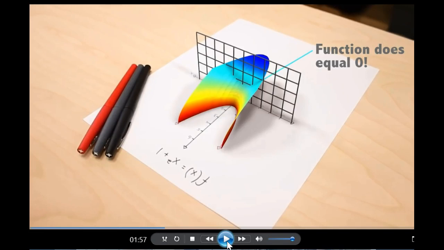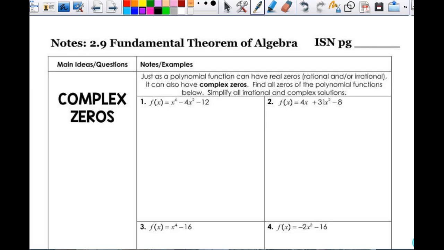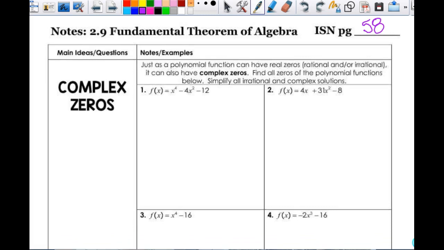All right, so let's look back at, we're going to go on page 58. So Fundamental Theorem of Algebra, page 58. So we're going to start with a quick little review of finding our complex numbers.